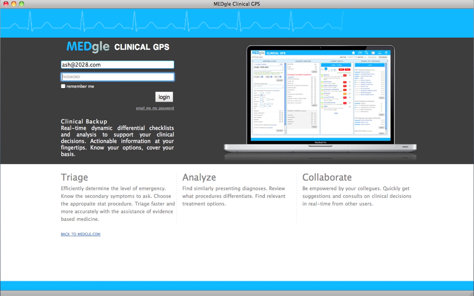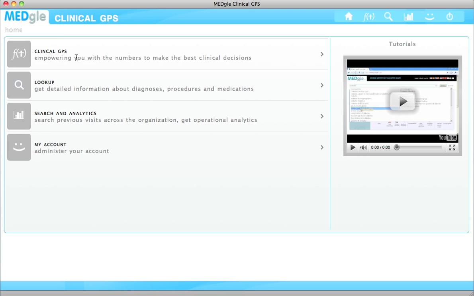So I'm just going to go ahead and log in. Here we see there are four major sections. The first is our clinical GPS, which we'll jump into in a minute. Second, we have lookup, which allows you to quickly look up information about diagnoses, procedures, medications, how they relate, and what to do. Third is our search and analytics section, which allows us to search and slice and dice all the interviews that we've conducted, and this is really for the enterprise version. And lastly, our My Account, which allows me to administer this account.